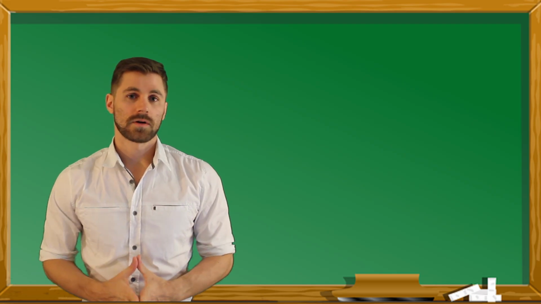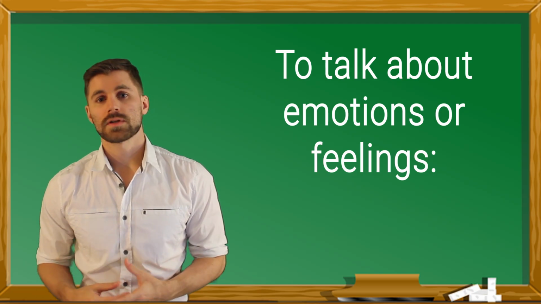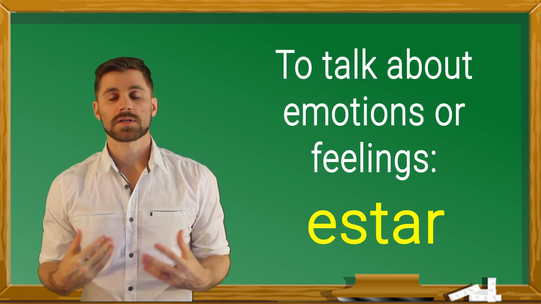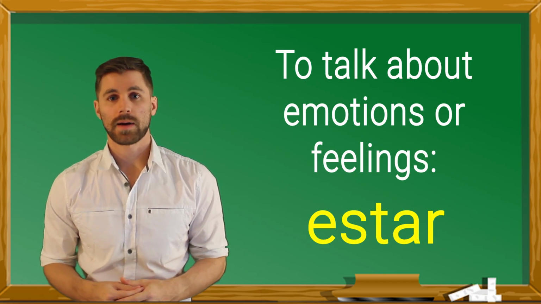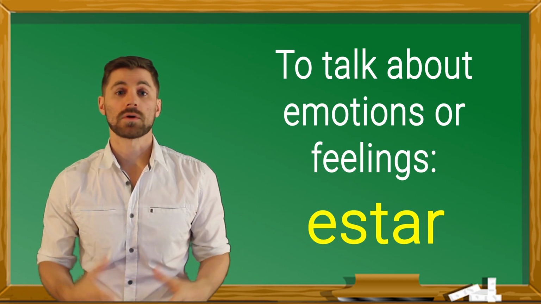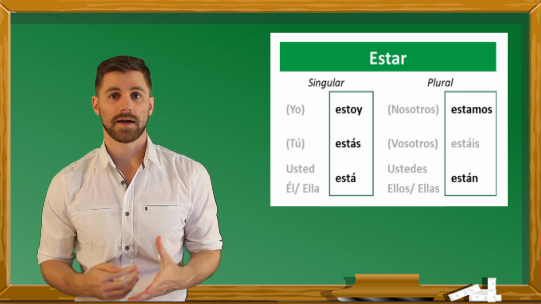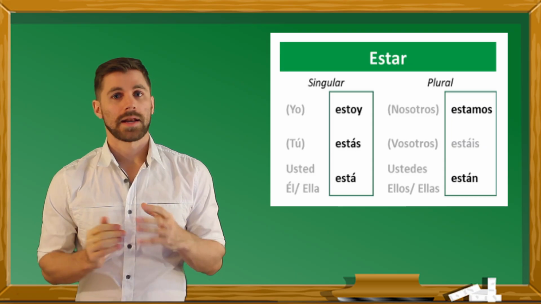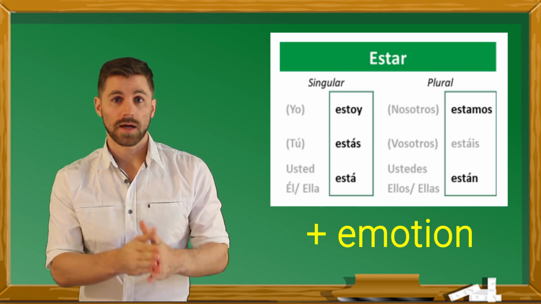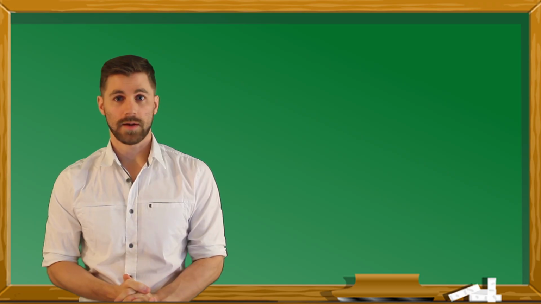In the last lesson on grammar, we talked about how when you want to talk about emotions or feelings, we use the verb estar. Remember that estar in English means to be, and you use it when you want to talk about temporary conditions or states, just like emotions or feelings. To do a quick review, here you can see the conjugations of estar in the present indicative tense. Now, if you want to talk about an emotion, you just take one of these conjugations plus the emotion after the conjugation of estar. Let's look at two quick examples.